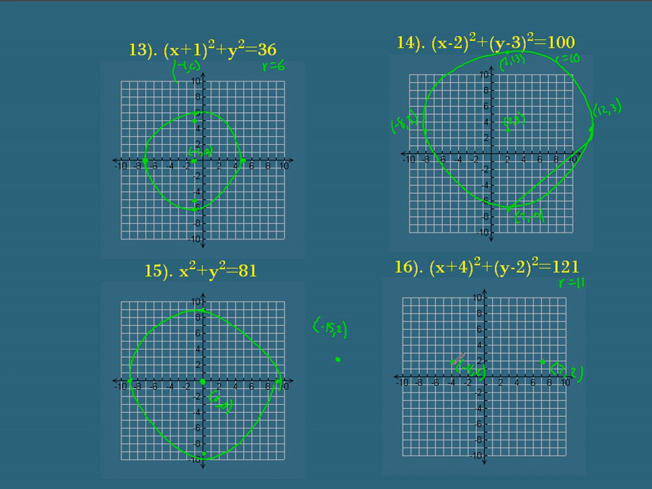I need to go up and down 11. When I go up 11, it'll be at negative 4, comma 13. And when I go down 11, it'll be at negative 4, comma negative 9. And connect all those dots for one big looking, ugly circle at the same time. There you have it. That's how we graph them. Good luck.